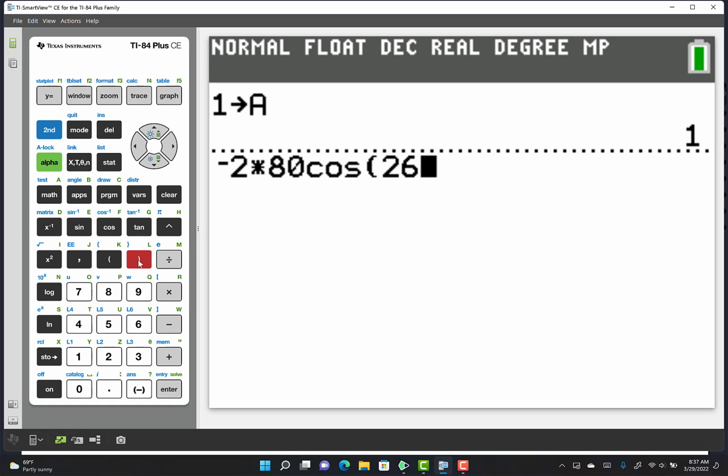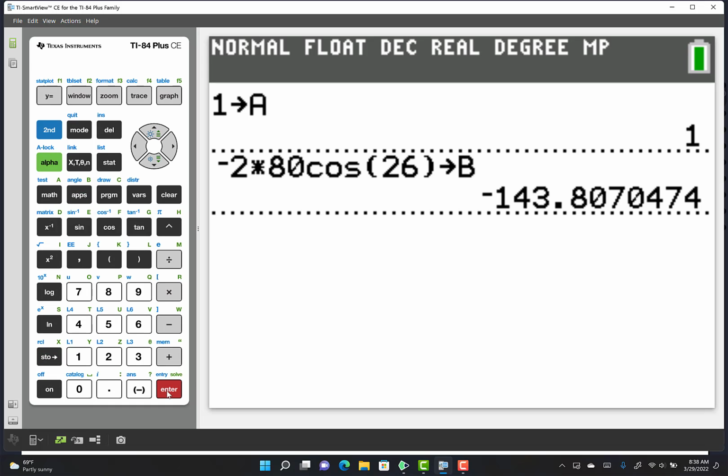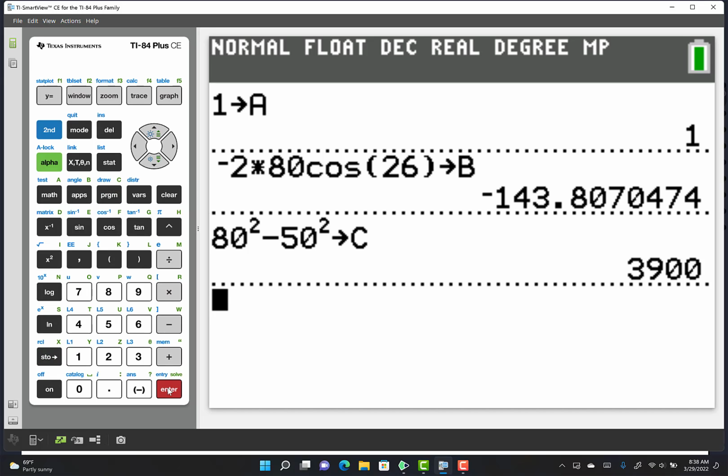26. So there it is, and I'm going to store it to B. So every time I push B, it's going to be that number, negative 143. And then C was 80 squared minus 50 squared, and I'm going to store that to C. There it is. And all I'm going to do is just use the quadratic equation, guys.